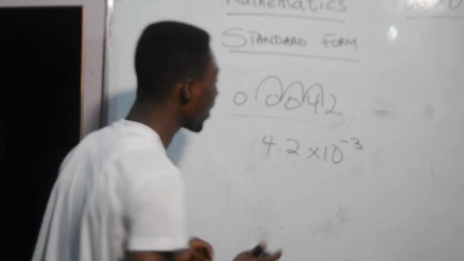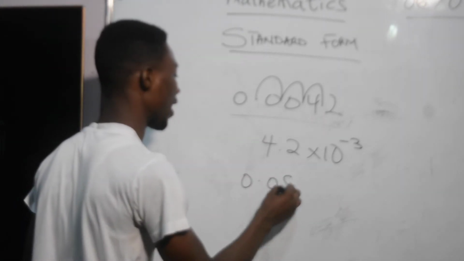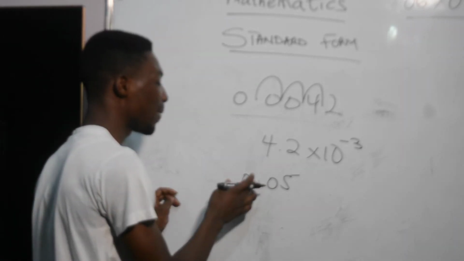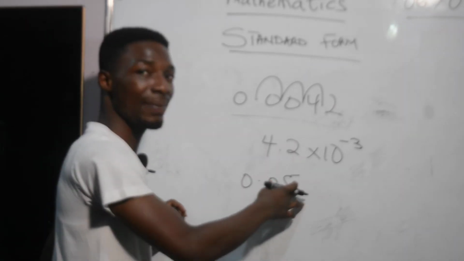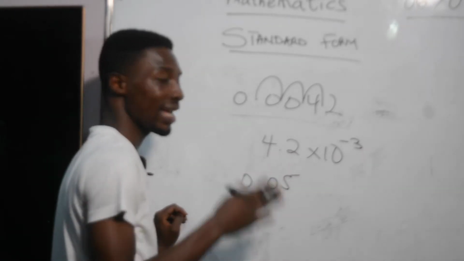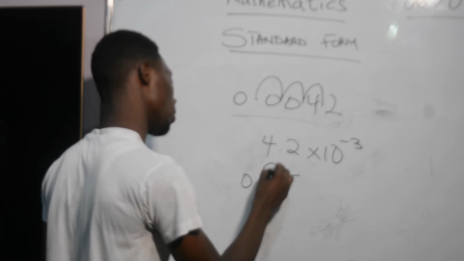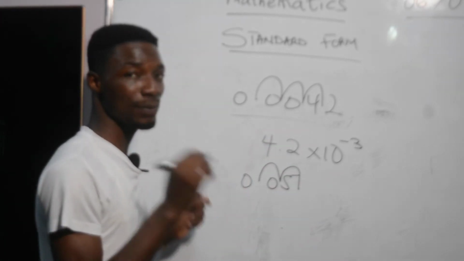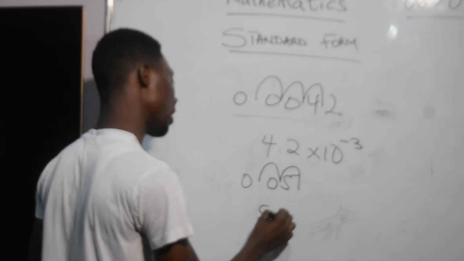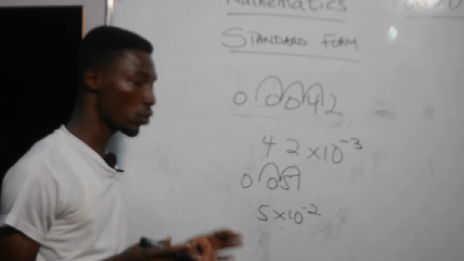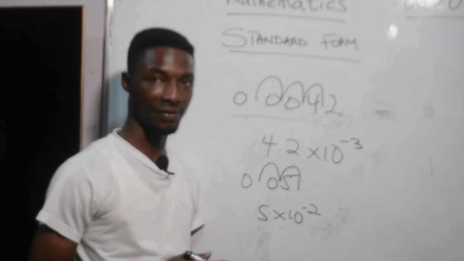Let's take another number like 0.05. To express this number in standard form, you have to jump backwards till we reach the back of the first non-zero digit, which is 5. So I start jumping. 1, 2. I jumped 2 times, so 5 times 10 to the negative 2. I jumped backwards, so my power is negative.